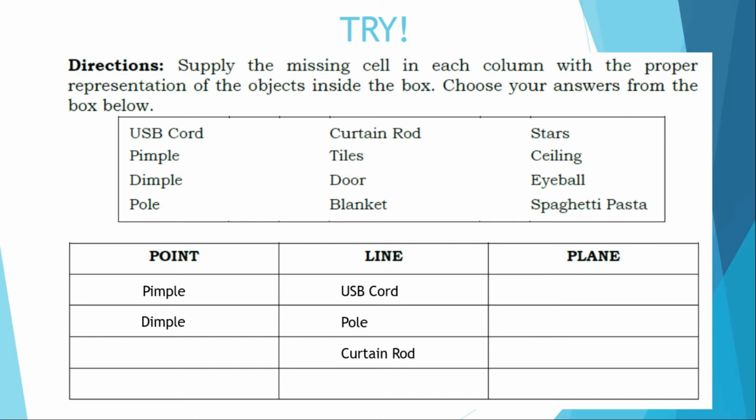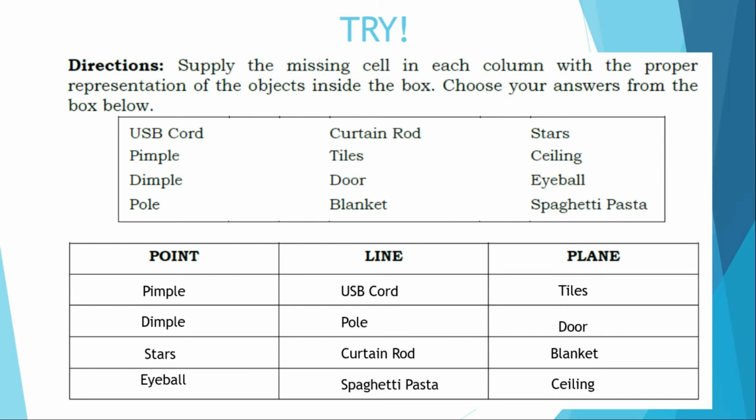Correct, line. How about tiles? Okay, a tile is a representation of a plane. How about the door? Plane. Blanket. Plane again. Stars. Point. Ceiling. Plane. Eyeball. Point. And spaghetti pasta is a representation of a line. Very good. We are done with activity 1.